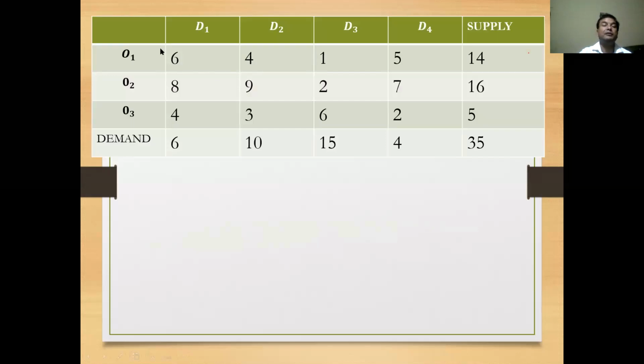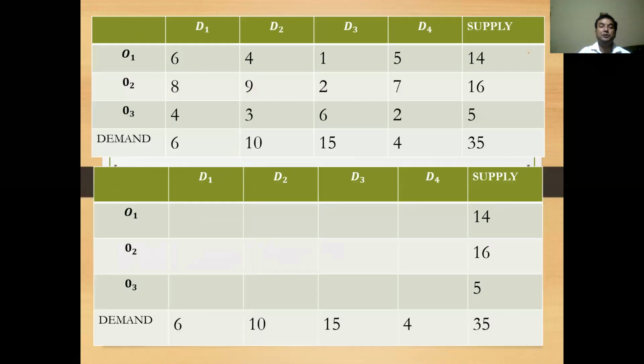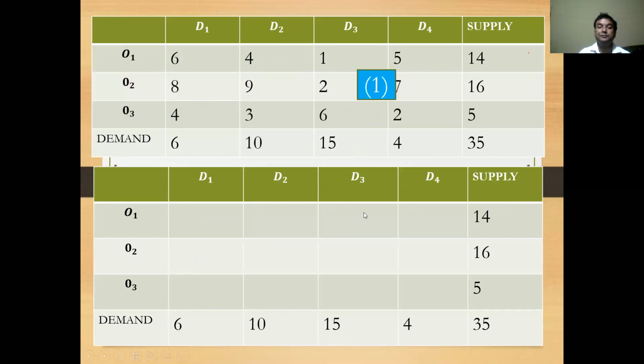Here we have simply copied the table, and now let us discuss this least cost entry method step by step. First of all, we have prepared the blank table, and let us see which one is the minimum cost in the above table. The minimum cost is obviously 1. So we put 1 here.